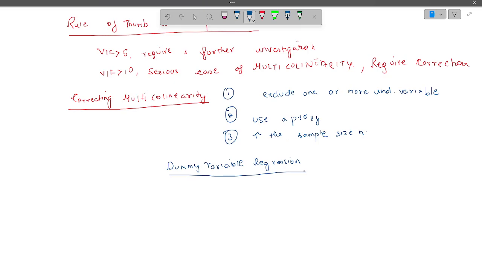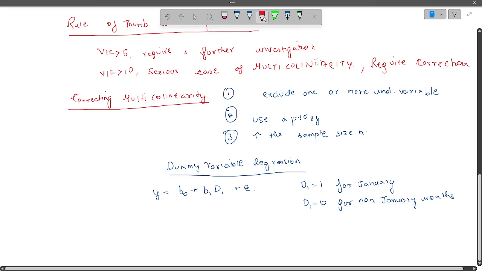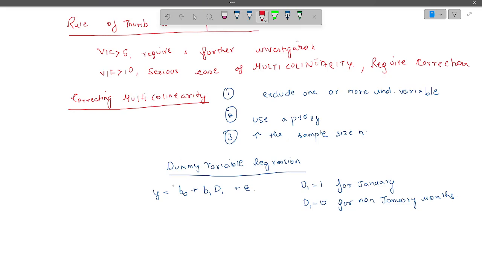So let me give you an example. Say this is the regression: y equals b0 plus b1 into January plus some error term, right? So January is going to equal 1 for January, and for non-January months it's going to equal 0. Okay, so see, how are we going to interpret this? How are we going to interpret b0 and b1 in this regression? Okay, so understand this.